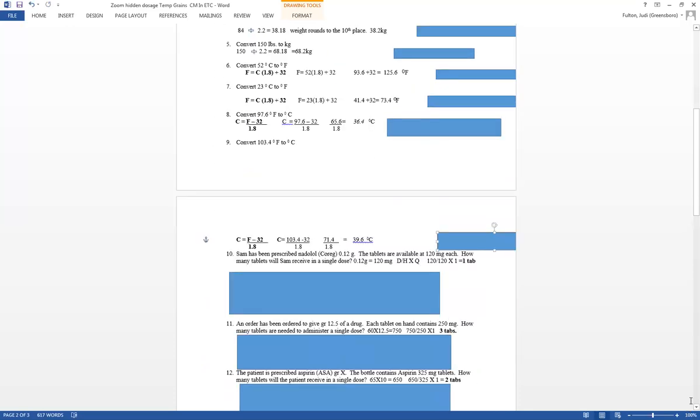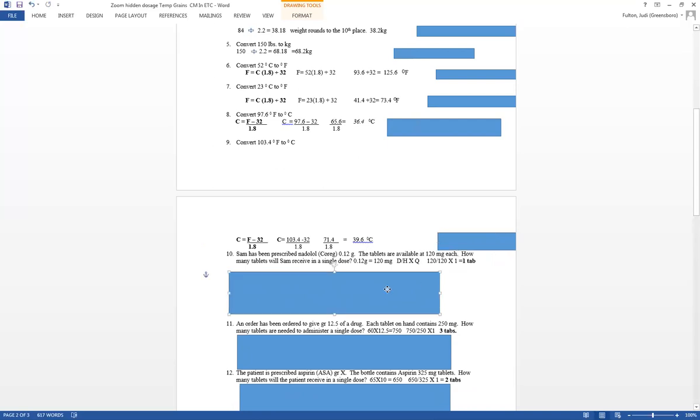Next one. Now, we have seen this problem before, but if you'll notice, the physician has prescribed Nadolol or Coreg 0.12 grams. The tablets are available in 120 milligrams. So we have to make sure these are matching up. They have to be the same type. If it's milligrams, it's milligrams. We have to compare apples to apples, oranges to oranges. So we need to convert one of these. It is best to convert your prescribed to what is available. That only makes sense. I have to look at what's on hand to make sure it matches.